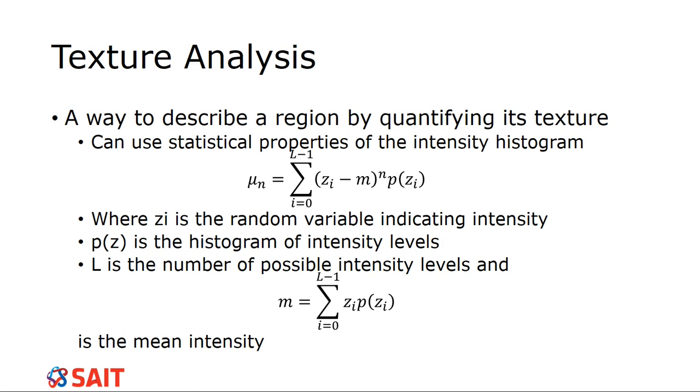So we're going back to our histograms, and we're looking at how intense each pixel is this time around. This histogram will have the pixels on the bottom, and then it will have the intensity on the y-axis. So here we have our sum, which is zi, which is a random variable indicating intensity. And then we have m, which is this here. So this is zi, which again is the random variable indicating intensity. And then p, which is my histogram of the intensity levels.